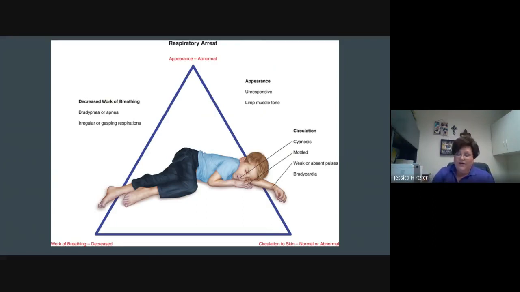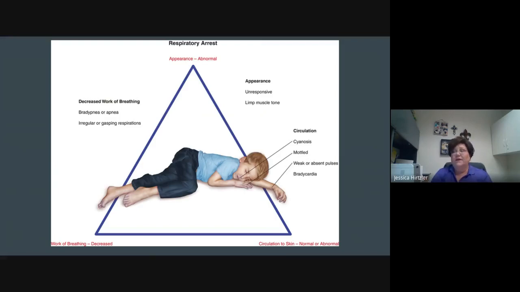In respiratory arrest, they will have a decreased work of breathing. They're just getting tired. They're not going to continue breathing very long. Their breathing may be slow or apneic. That may be irregular or even gasping. They can be unresponsive or will become unresponsive shortly. They're listless. They have no muscle tone. They're limp. Their skin, again, is cyanotic, mottled, pale. And then their heart rate will be slower, weaker, and even absent.